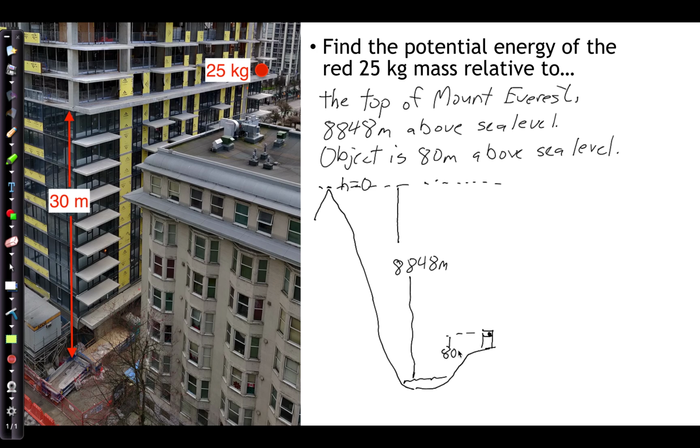This here is 80 meters that way. And so what we can do then, we can go 88.48, and then that would be 8768 meters from the top of Mount Everest to the block. And so the potential energy is equal to mgh.